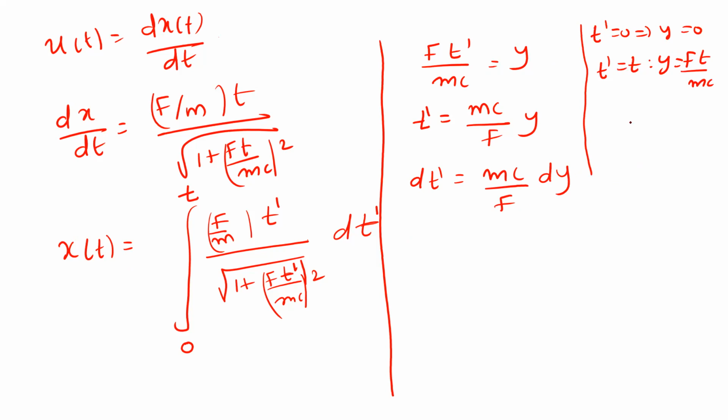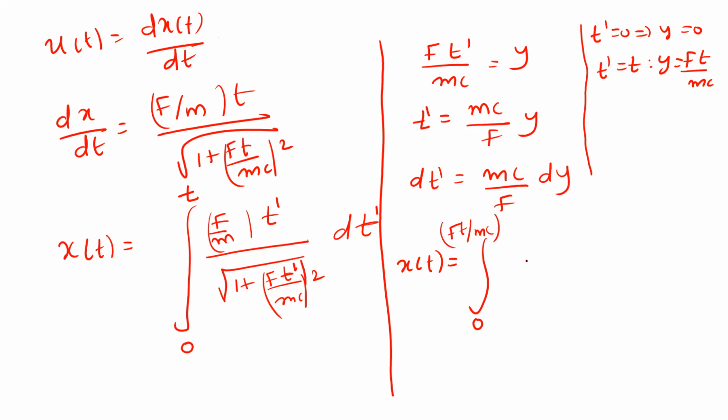Yes. Okay, so we can write this integration as x of t is equal to integral, 0 to ft by mc. Or maybe we'll simply write it as 0 to y. That's also fine. And then because y is ft by mc in there. But better write it as ft by mc. We don't want to confuse.